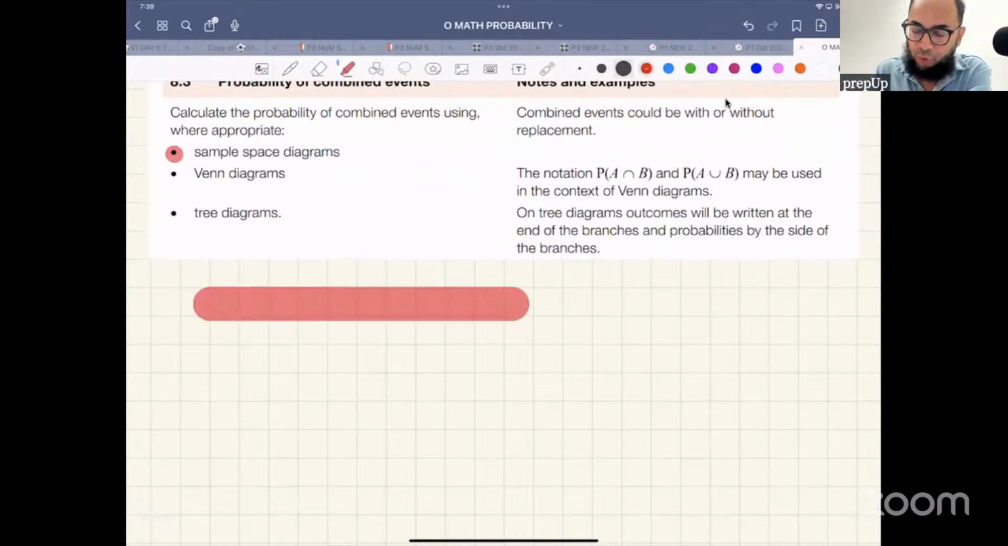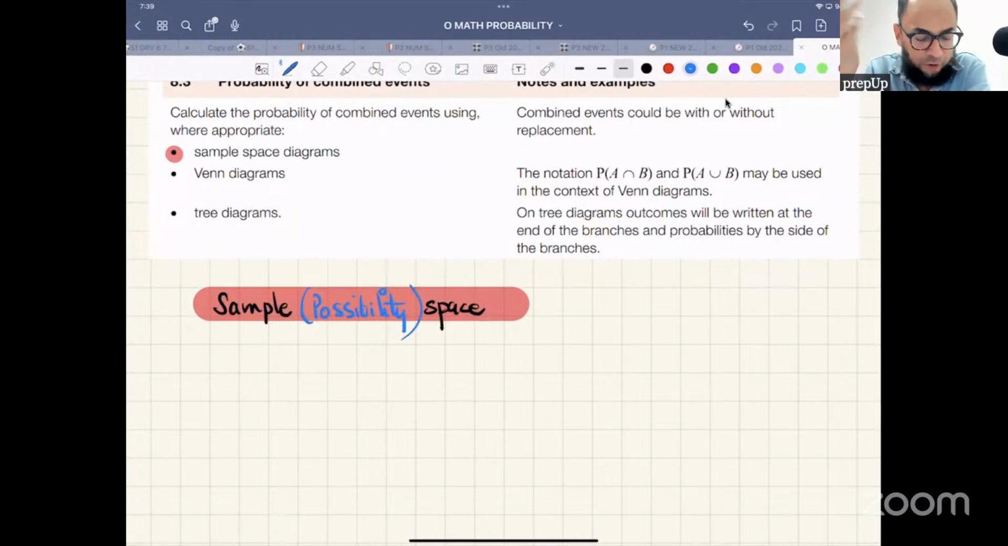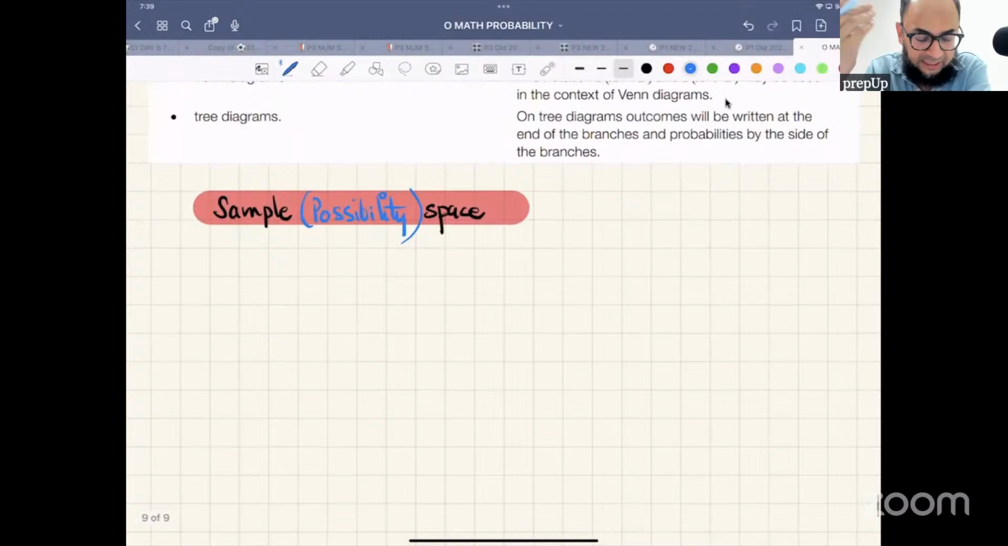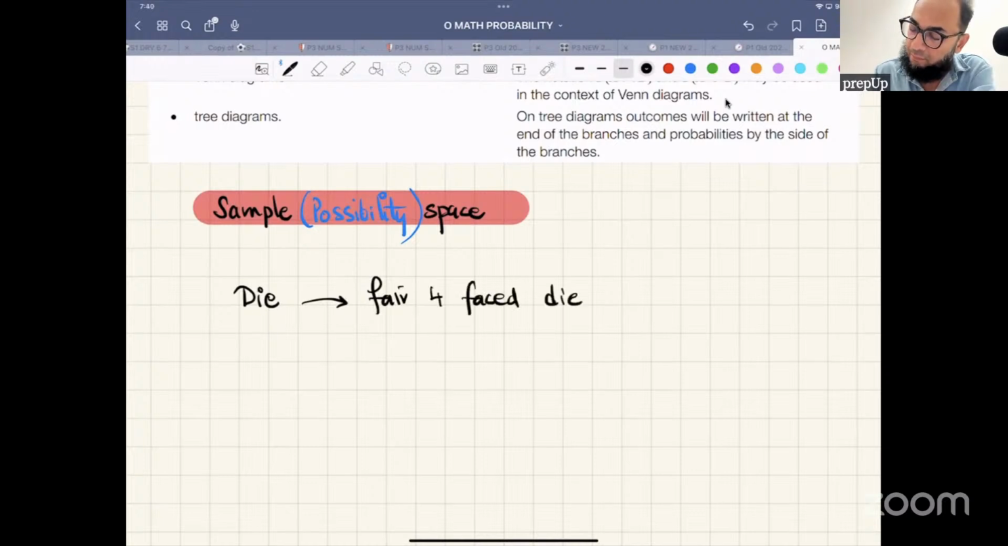So over here, let me write sample space, and this is also known as possibility space diagram. Depending on the scenario, I can use the term sample space or the term possibility space diagram. Now let's say there is a die, and it's a fair 4-face die, and the numbers on it are 1, 2, 3 and 4.